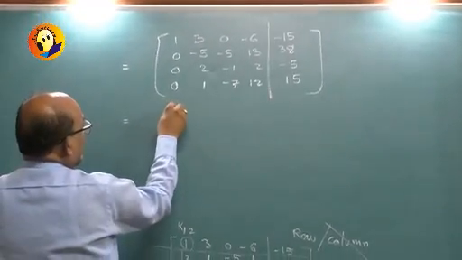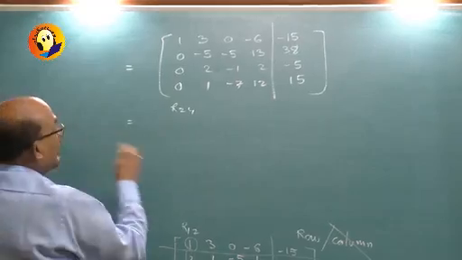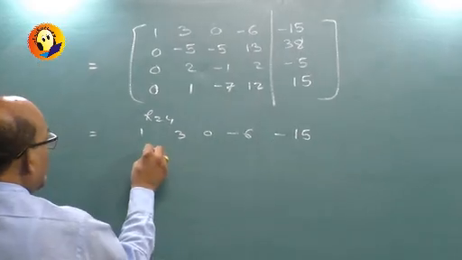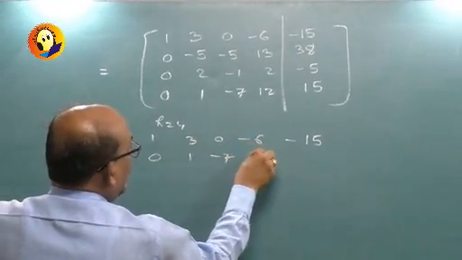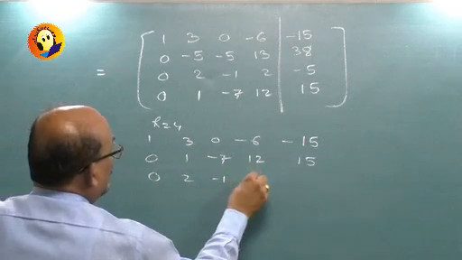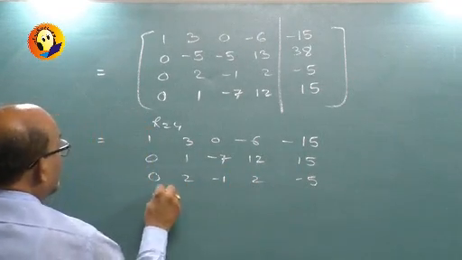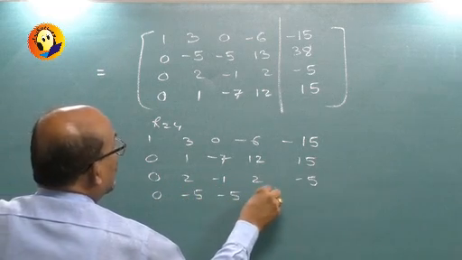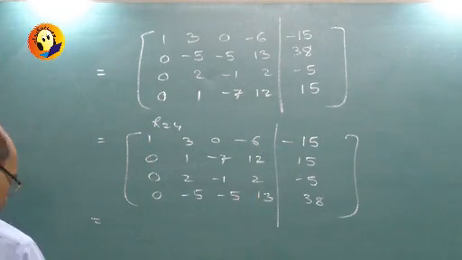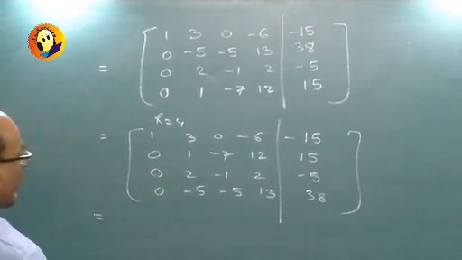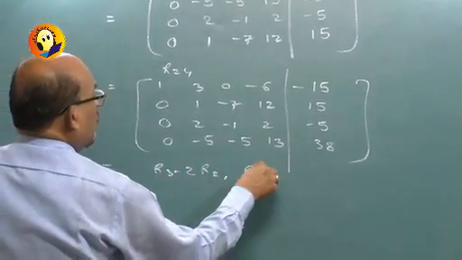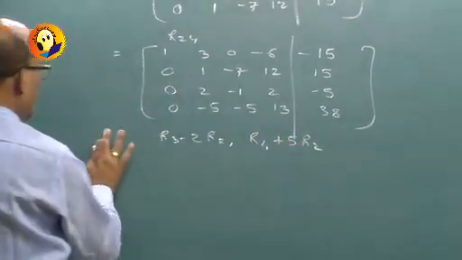Then I will perform something like R2 divided by 5, because 1 is already there. So it is 1 3 0 minus 6 minus 15, 0 1 minus 7 12 15. Then it is 0 2 minus 1 2 minus 5, and 0 minus 5 minus 5 13 38. It will be R3 minus twice R2 and R4 plus 5 times R2.